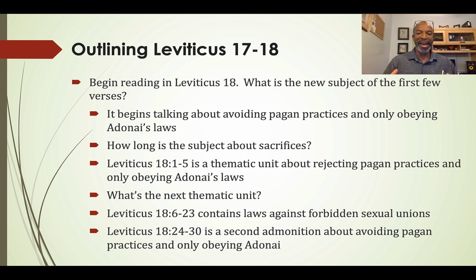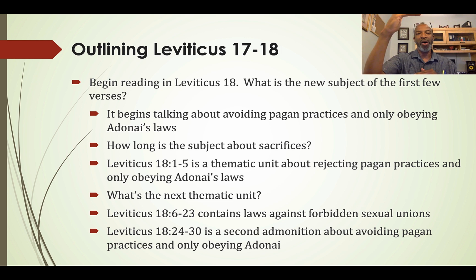And so what we have is a forbidden sexual union sandwich, okay, right? Where the forbidden sexual unions, verses 6 through 13, are in the middle, but then on top, verses 1 through 5 is, hey, don't do what the pagans do, do what I tell you to do. At the bottom, verses 24 through 30, hey, don't do what the pagans do, do what I tell you to do. And in the middle are the pagan things that they do. So we have a sandwich there with a beginning bookend and an ending bookend.